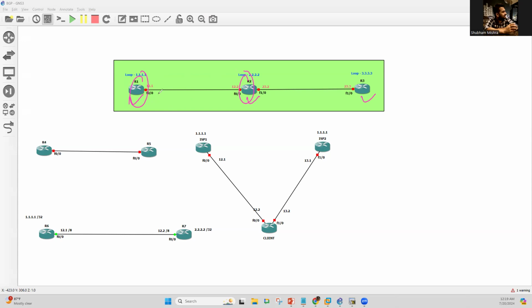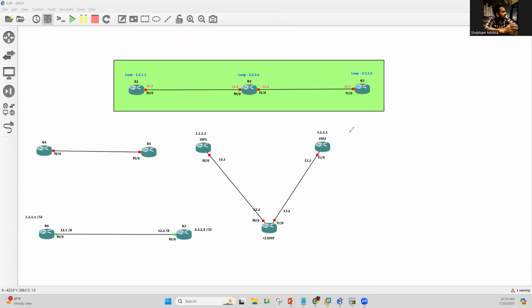So BGP supports direct neighborship, and IGP protocols also support direct neighborship. There is no problem. But in case of BGP, you can establish a neighborship between R1 and R3. That is called indirect neighborship. Why? Because R1 and R3 are not directly connected with each other. Both are indirectly connected. So that's the reason I am telling you BGP supports direct as well as indirect neighborship. Clear? I hope you understand.